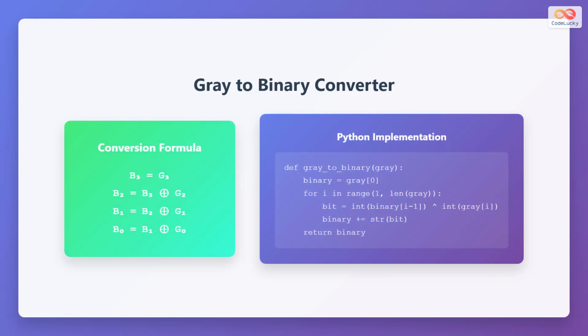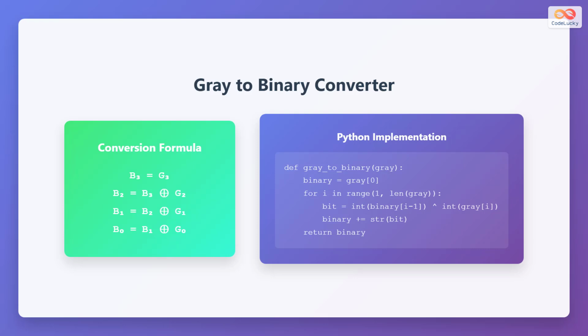Here we have gray to binary converter. The conversion formula is as follows. Binary 3 is equal to gray 3. Binary 2 is equal to binary 3 XOR gray 2. Binary 1 is equal to binary 2 XOR gray 1. Binary 0 is equal to binary 1 XOR gray 0.